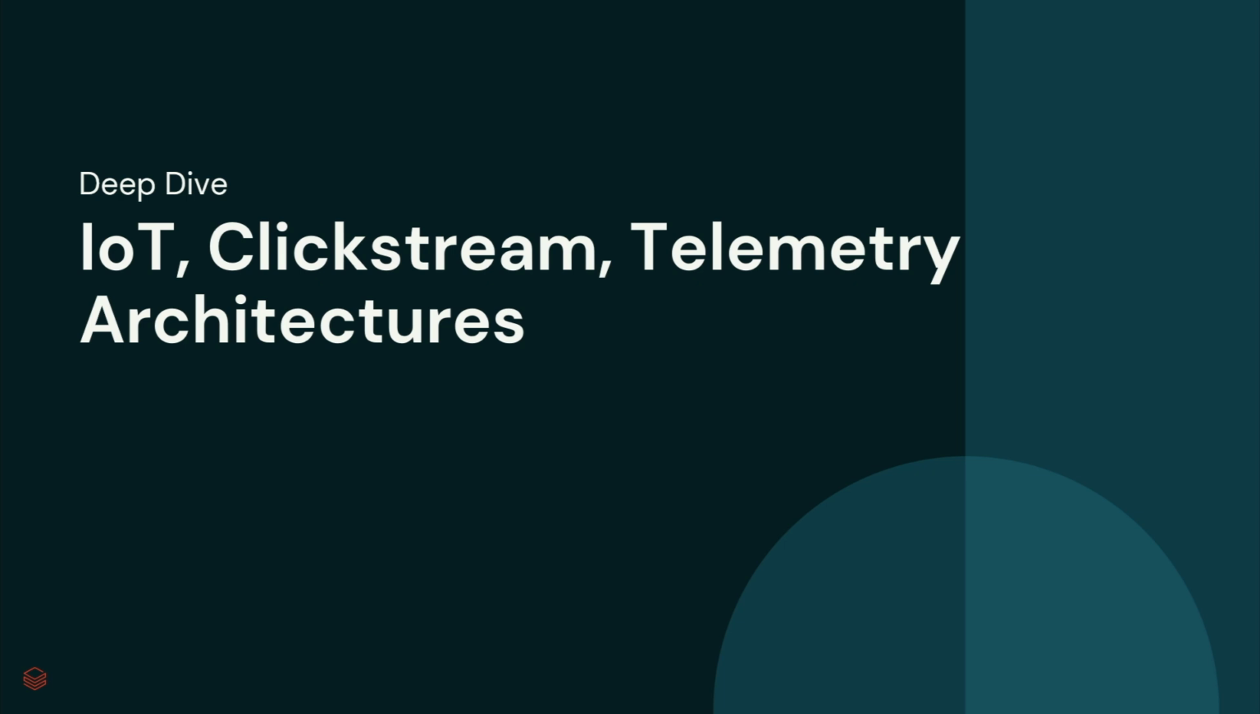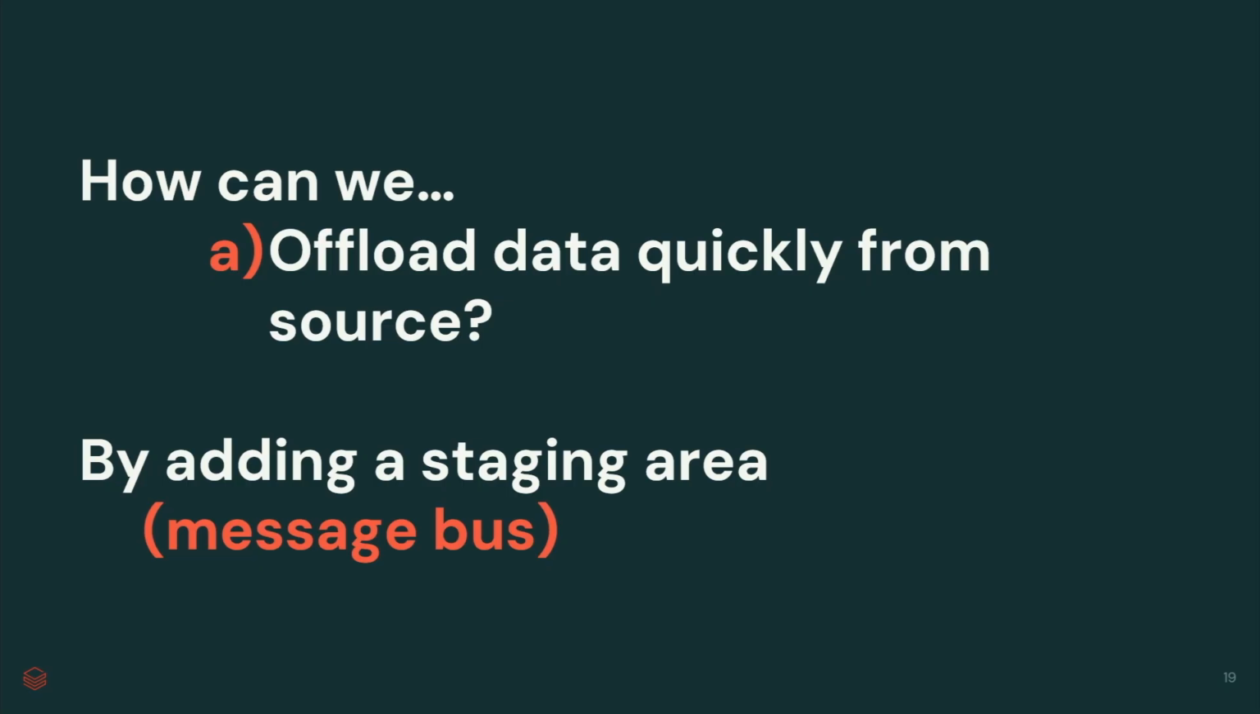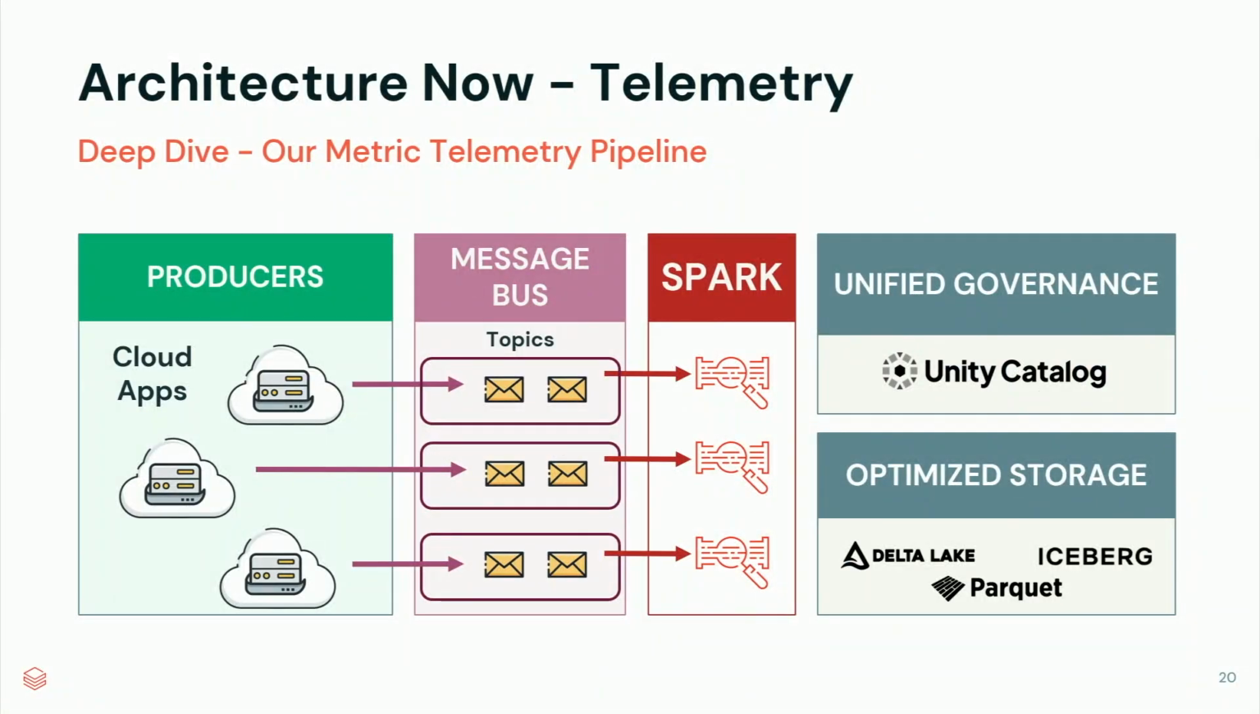Let's dive into how people are doing this today with IoT, clickstream, and telemetry architectures. Typically you add a message bus, you add some sort of staging area to make that data durable. Here's an example of a telemetry use case. You may have a series of cloud applications that are pushing data to a message bus. You're ingesting that data with Spark into your data lake.